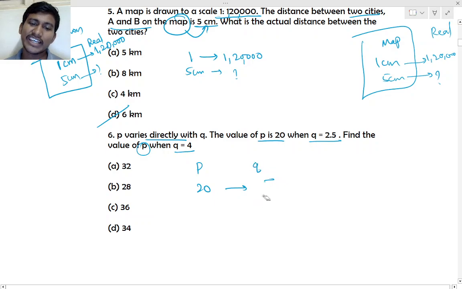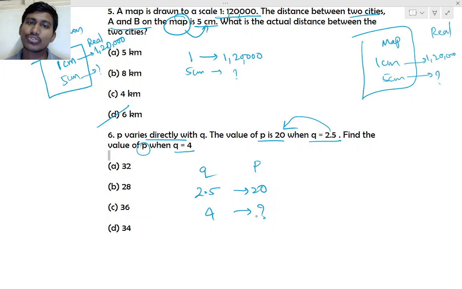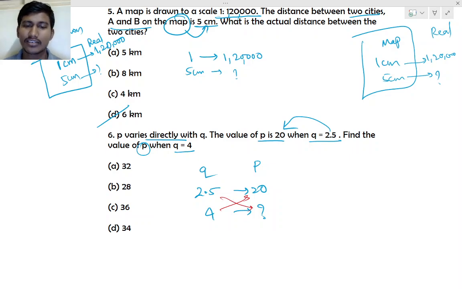So P we have to write at the second place. Right? So P we write here, Q we write here. So Q is 2.5, P is 20. When Q is 4, P we have to find here, right? So the value of P when Q is 4. So Q is 4, P is question mark. Now written like this, what we have to do? We have to just cross multiply, right? We will get the answer. Okay, na?